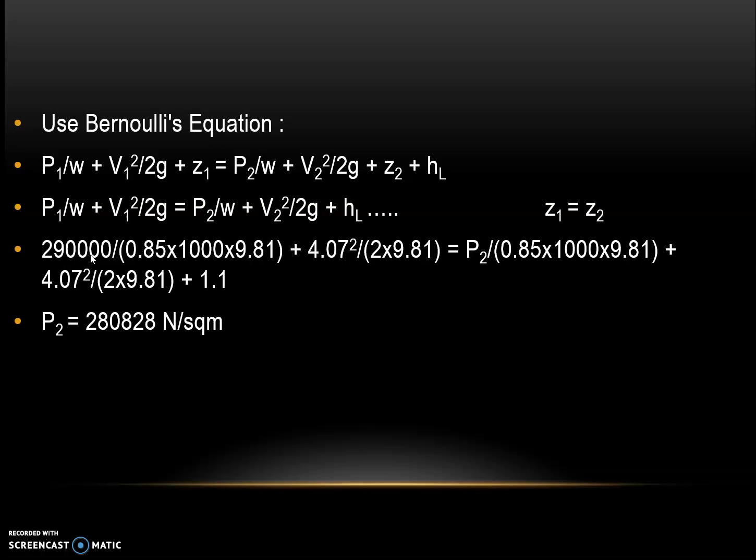P1 is 290 into 10 raised to 3 divided by W of liquid. W of liquid will be specific gravity of liquid into specific weight of water. So specific gravity is 0.85 into specific weight of water, 1000 into 9.81, plus V1 is 4.07, G is 9.81. P2 has to be found out. W is 0.85 into 1000 into 9.81, plus V2 is 4.07, G is 9.81 and HL is 1.1. With this we get P2 as 280828 Newton per square meter.